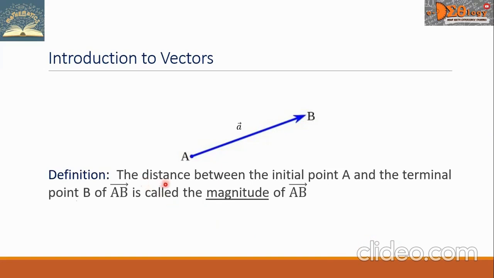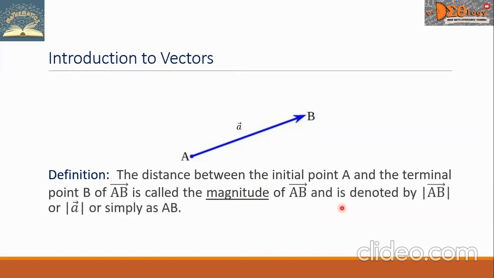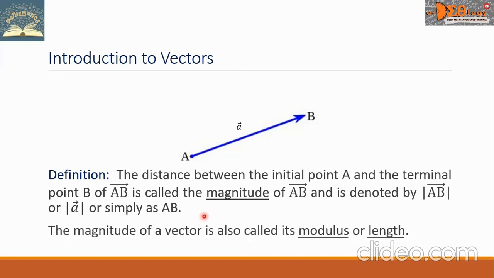By definition, the distance between the initial point capital A and the terminal point capital B of the vector AB is called the magnitude of the vector AB and is denoted by this notation. The vector AB is inside the two vertical line segments, or simply as |AB|. The magnitude of a vector is also called its modulus or length.